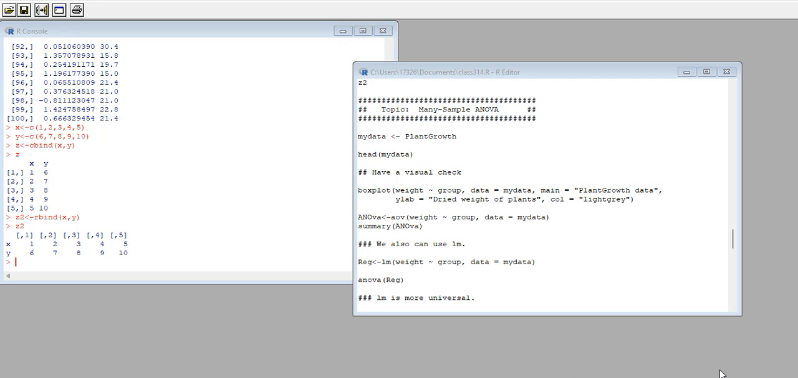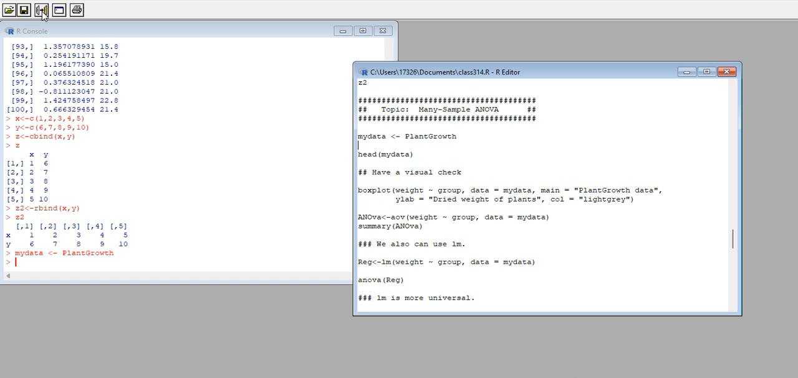Okay, so let's continue. Let's go over the topic of many-sample ANOVA. If we want to test many samples, we just use ANOVA. ANOVA just does some comparison. So let's check some data. This data comes from the built-in plant growth data, so we can get this data directly.